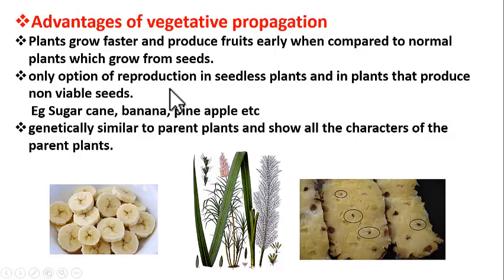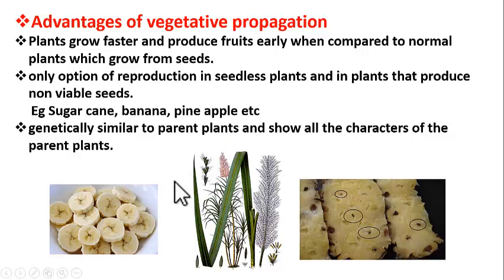That is an advantage. Next, the plants which are produced by vegetative propagation, they are genetically similar to the parent plant, because there is only single parent which is producing the baby plant. So it shows all the characters of the parent plants. That is also an advantage.